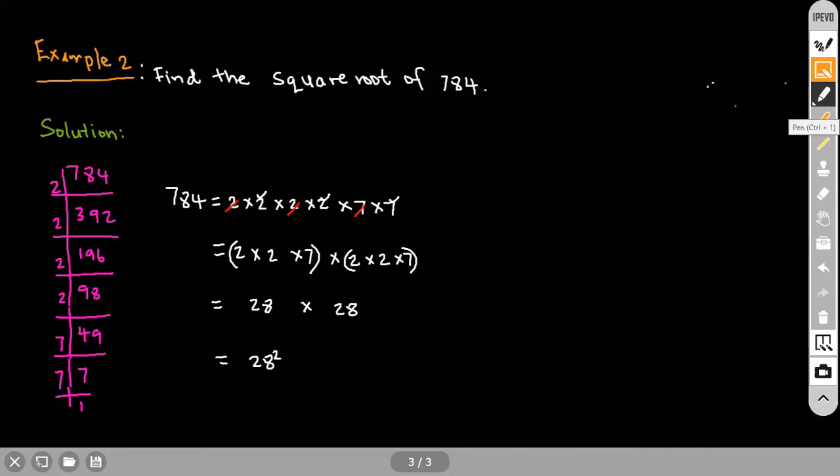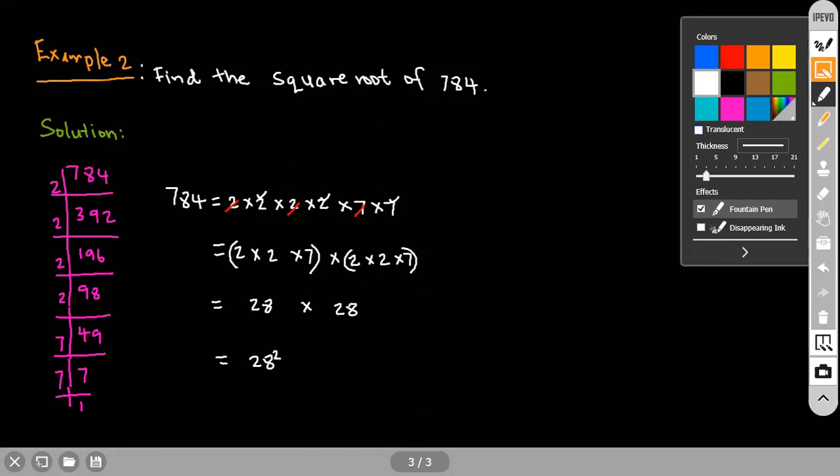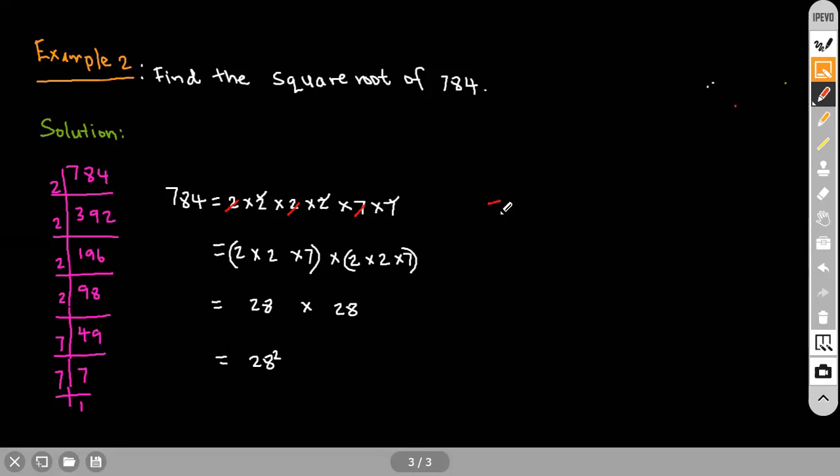So therefore, the square root of 784 is the positive square root, which is 28, and the negative square root, which is negative 28. So I hope that is understood.